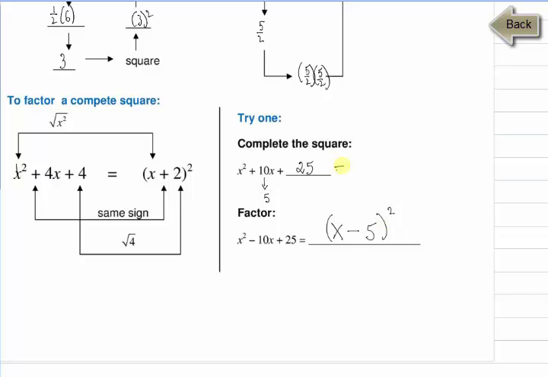Let's compare that to the factored form of this. We'll do the same thing. Square root the x squared, you get x. Keep this sign, it's plus. Square root the 25, and you get 5. So notice that when your second term is positive, you have a positive inside your bracket here. And when your second term is negative, you have a negative inside this bracket here. So this concludes our introduction.